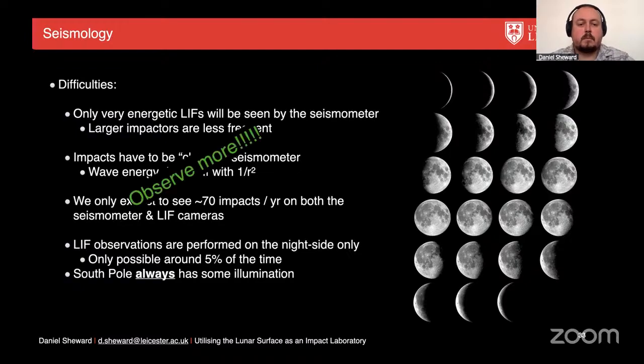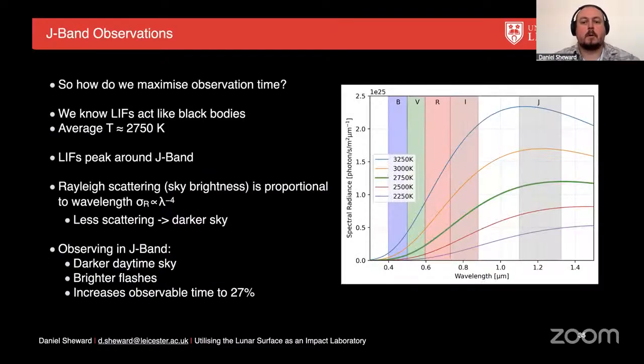For the first three, we just need to observe more, get as much time observing so that when those on average 70 impacts happen, we're actually observing it. But if we're only able to observe 5% of the time, how are we supposed to do that? Well, that was another part of my PhD, to actually develop new techniques to be able to observe these impacts, to be able to maximize the time that we can spend observing.